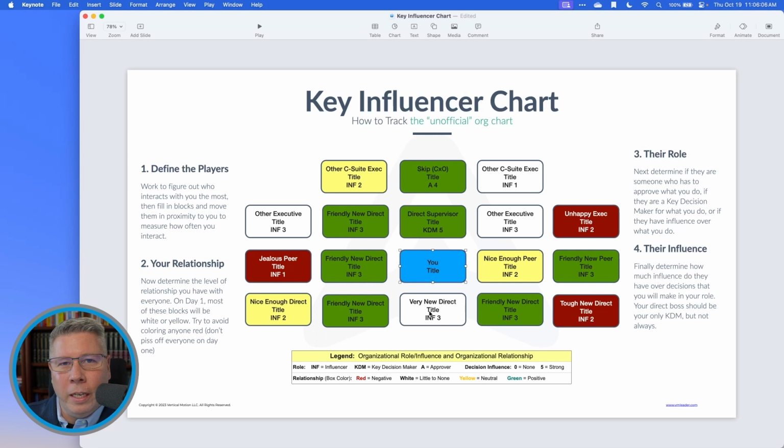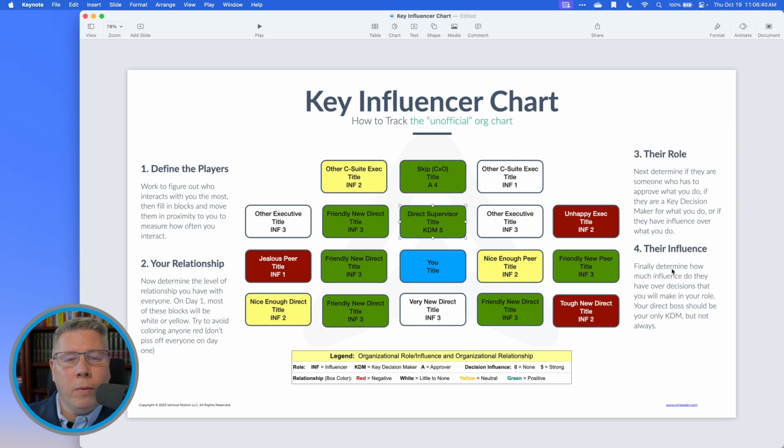Everyone else is basically an influencer. Unless you have dotted line connections to multiple people in a matrix organization, which is insane, by the way. Everyone should have one person to report to, not 8 bosses, but it happens. So you may have to include other KDMs or other approvers. If your direct has 3 bosses, she might have 3 approvers. So you just have to understand where the locus of decision-making actually stands. Everyone else is an influencer.